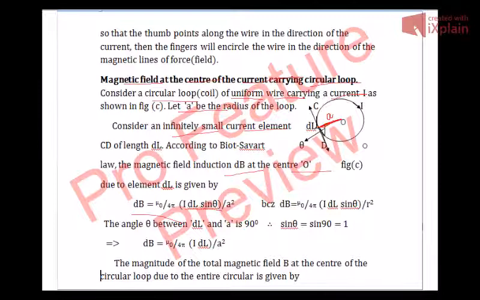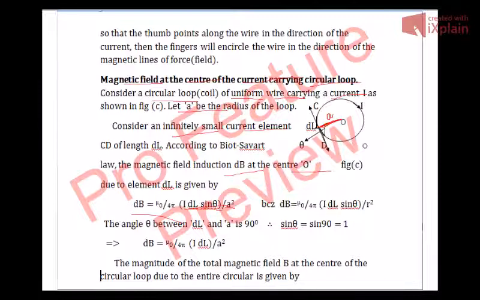So it will become dl a sine theta. a and a will cancel. The magnitude will be dB equal to mu naught upon 4 pi I dl sine theta by a square. So instead of r we have here a. In the first case, in the case of a long straight conductor, instead of r we had x. So here we have a.